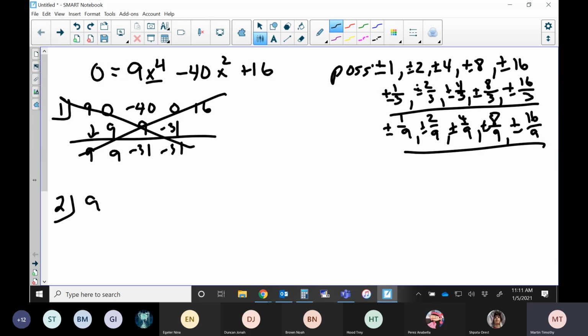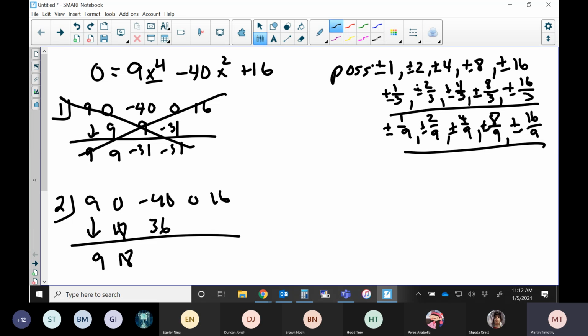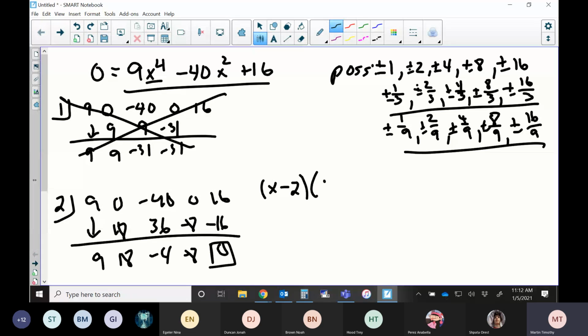2, 9, 0, negative 40, 0, 16, 9. 9 times 2 is 18, not a 9 anymore. 18, that's 36. There we go. That turns into a negative 4, which turns into a negative 8, which turns to negative 16, and then it does work. What does that mean I can change this to? That means instead of writing it like that, you can write it as x minus 2 times 9x cubed plus 18x squared minus 4x minus 8.